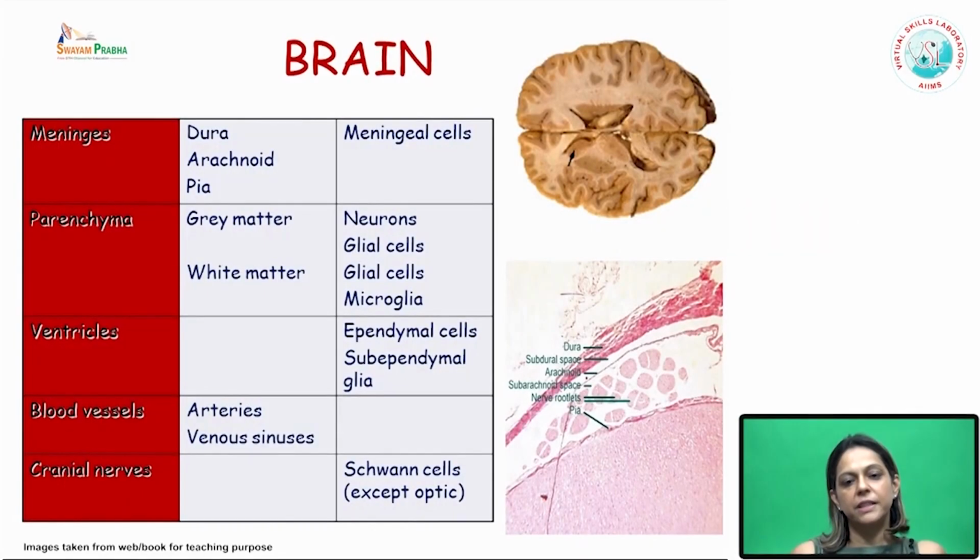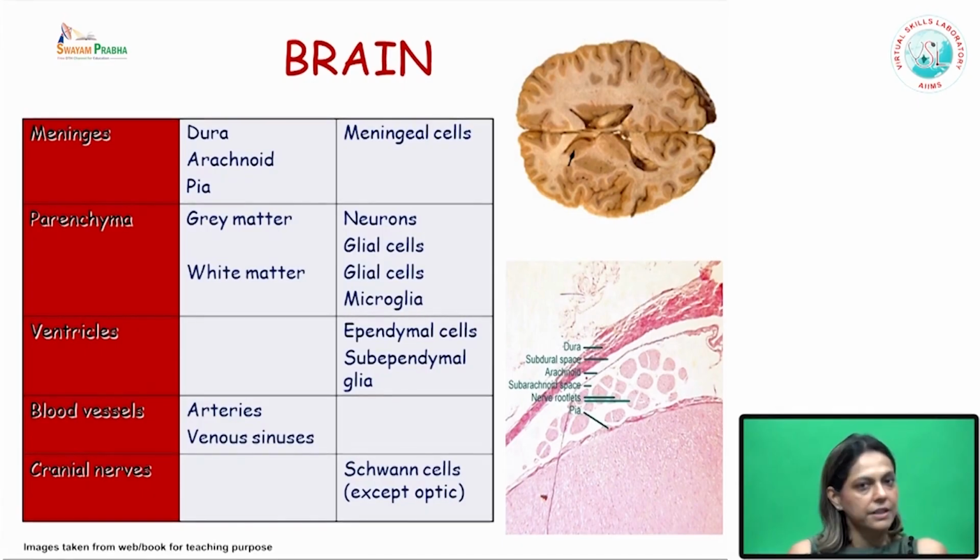So today what we will be discussing is the normal physiology and anatomy of the brain. Why it is important to know the normal anatomy of the brain is because unless you know the normal anatomy and normal physiology, you cannot know pathology.